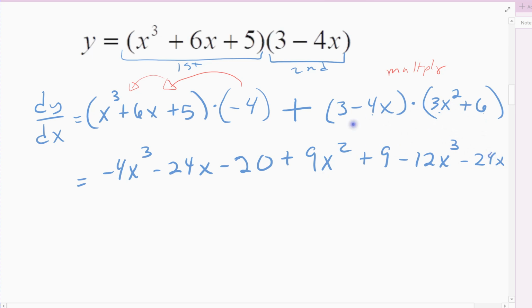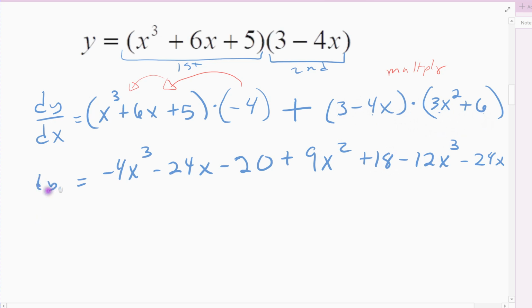All right, I'm going to quickly double check myself to make sure I did that right. 3 times 3 gives me 9x squared. 3 times 6, there, I did mess that up. That should have been 18. 3 times 6 is 18, not 9. Negative 4 times 3 is going to give me negative 12x cubed. And negative 24x. All right, so I think I'm good now.